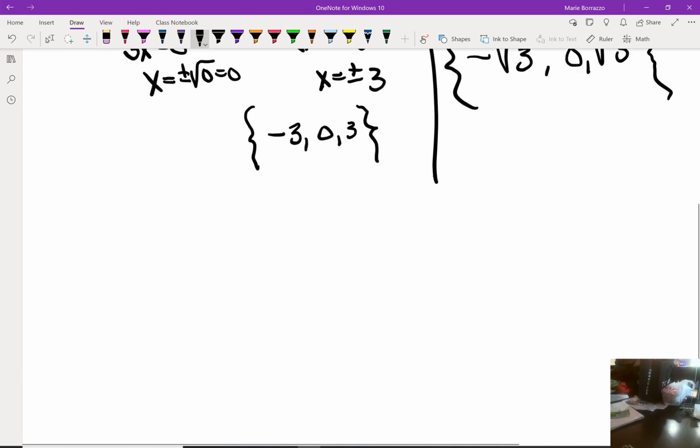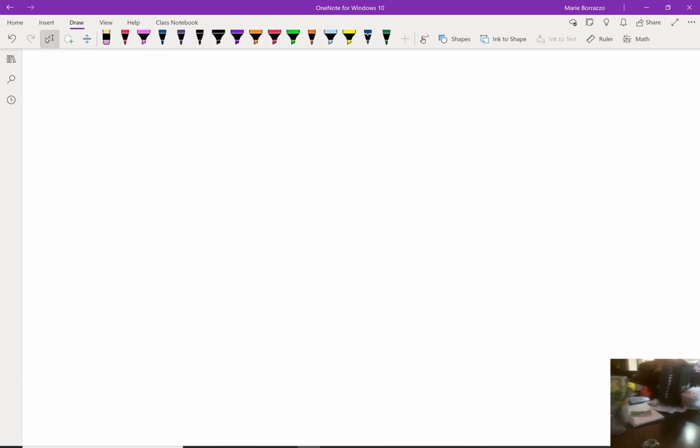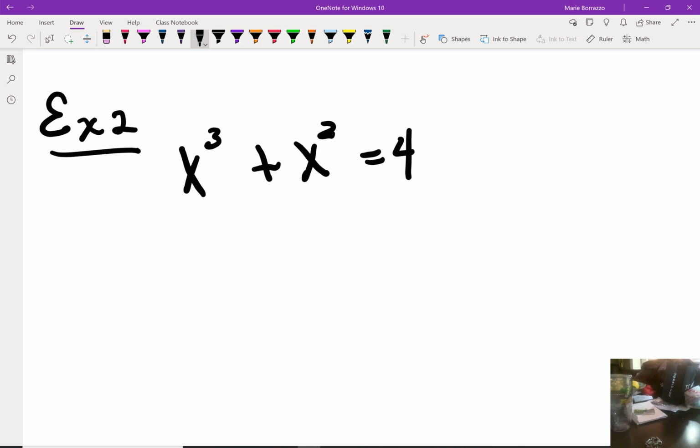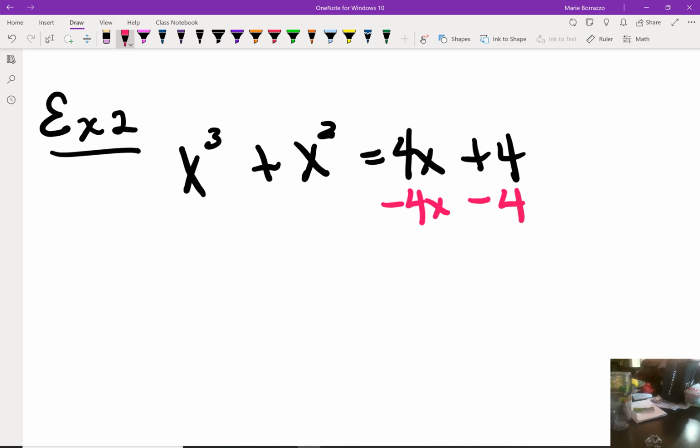All right, I'm going to continue on to example 2. In example 2, we're still solving a polynomial equation by factoring. This time they give us x cubed plus x squared, and that is equal to 4x plus 4. Once again, step 1 in this case would be to subtract the 4x and the 4 and bring it to the left side. The reason I'm subtracting them, in this case, they're both positive 4x and positive 4. You always do the opposite.